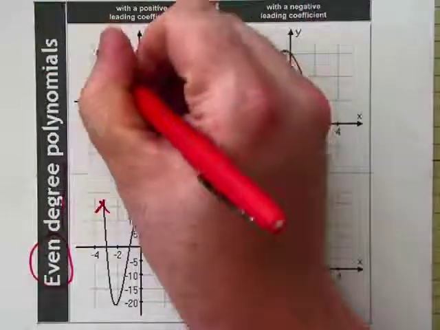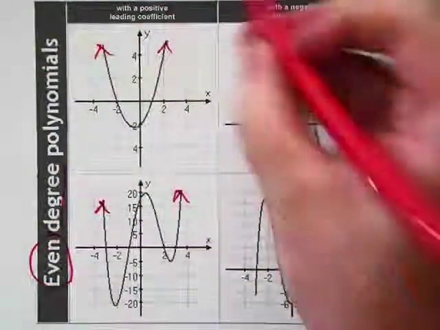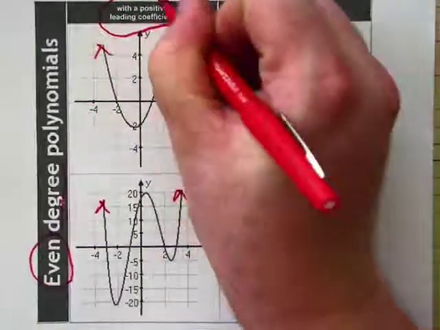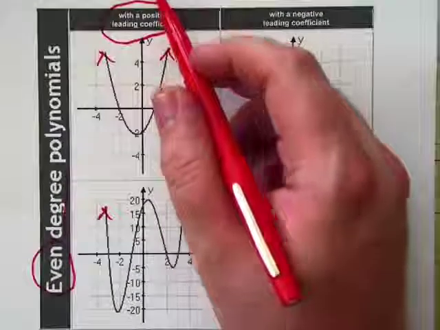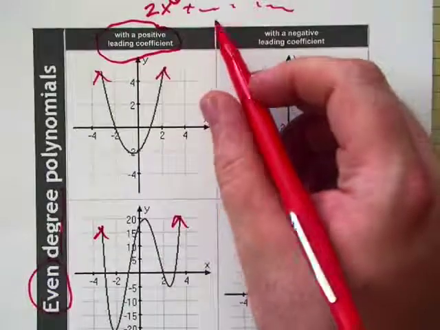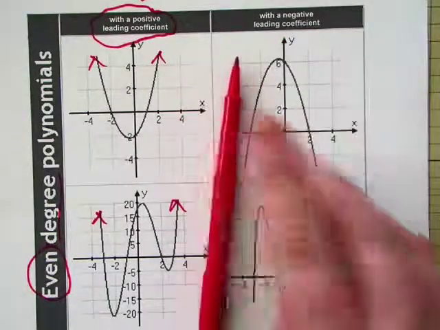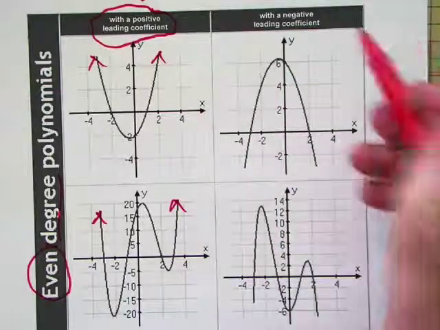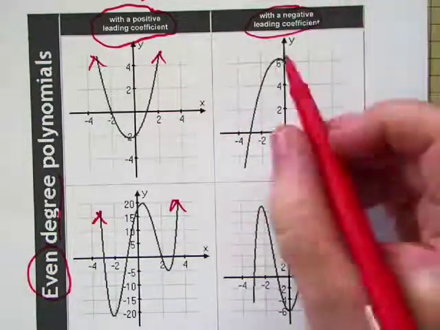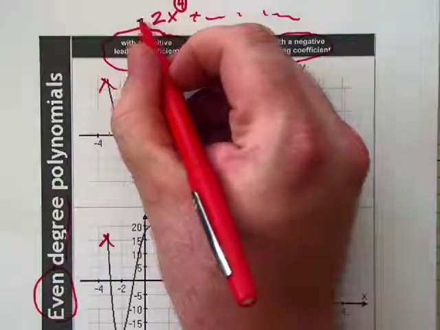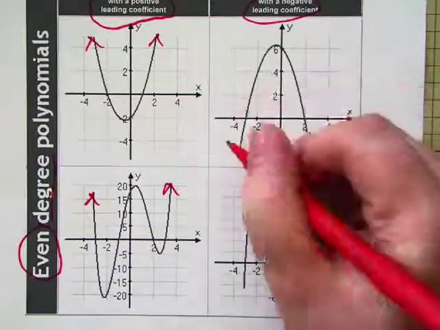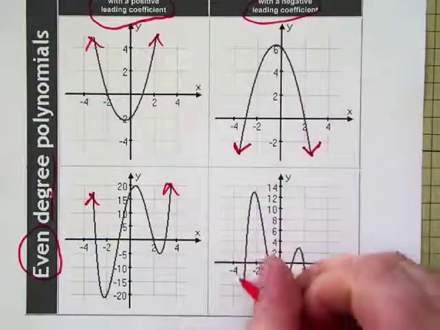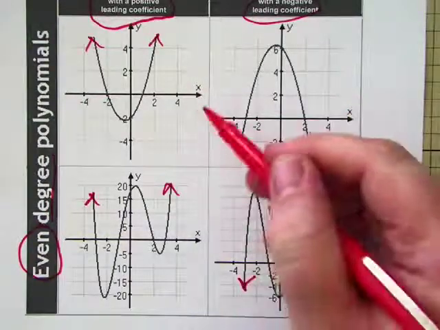Now here it's a positive leading coefficient. Like my example up here, a 2, that's a positive leading coefficient. So that means whatever that graph is going to do, it's going to point up. Now if I had a negative leading coefficient, so if I changed that 2 to a negative 2, negative 2x, well then that changes it. Now it's got to point down. So with a negative leading coefficient, both sides point down, and with a positive, both sides point up.